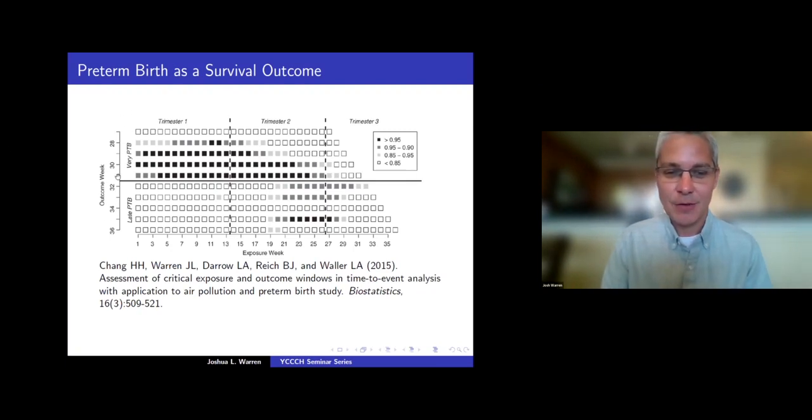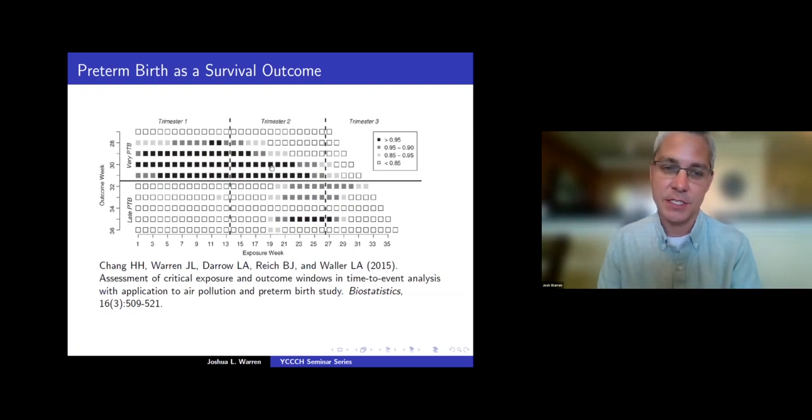So you can think of outcome week on the x-axis, and exposure week on the y-axis here. So if you gave birth at week 27, you only had 27 weeks of exposure, for example. So people were leaving the set as pregnancy happened. And so we introduced methodology that not only smoothed in the exposure direction, but also smoothed across the outcome direction. And so these darker areas indicate exposure weeks and outcome weeks where elevated exposure more adversely impacts the risk of preterm birth in this case.